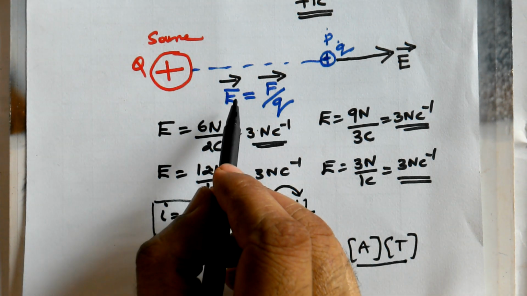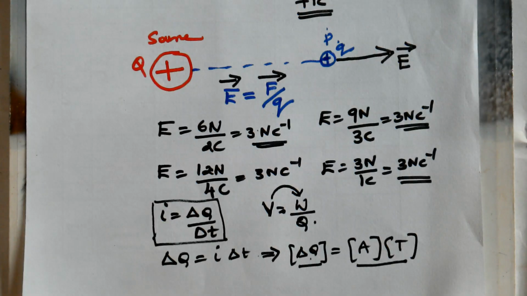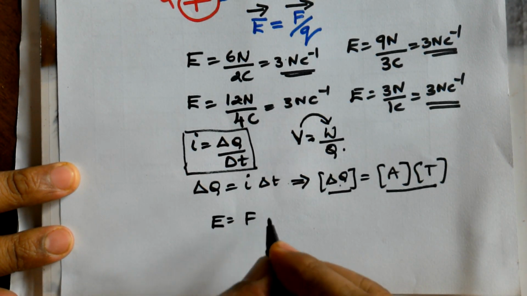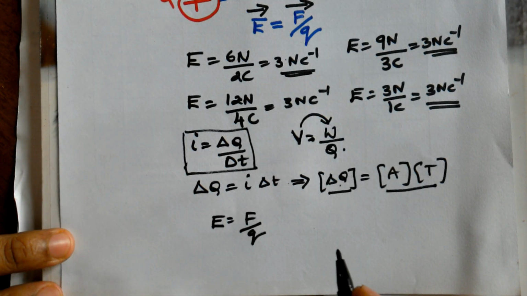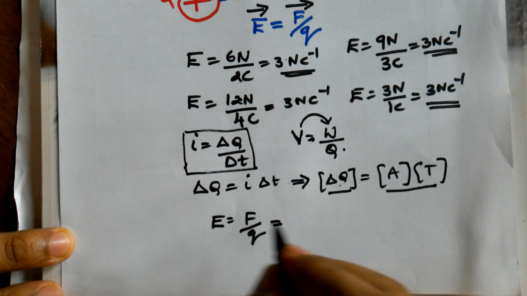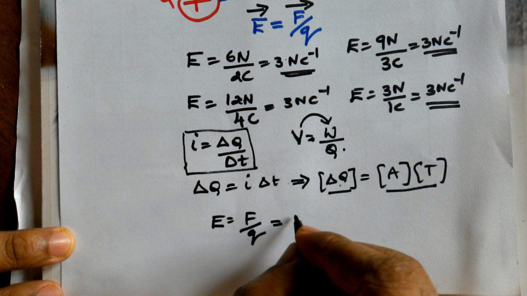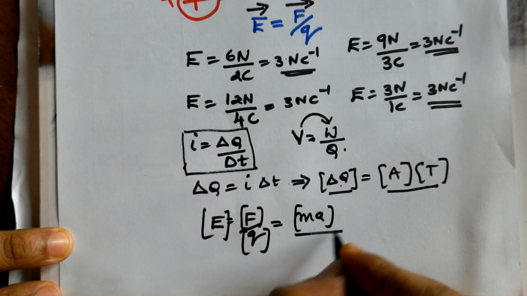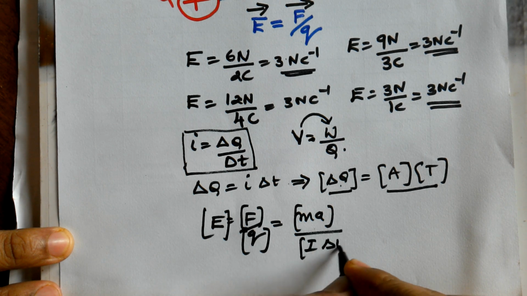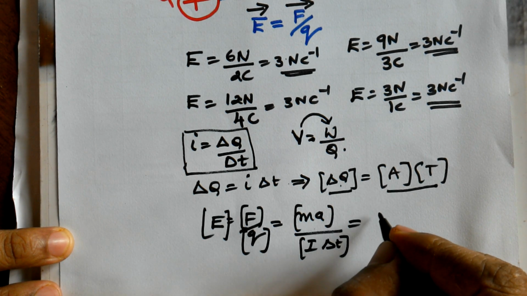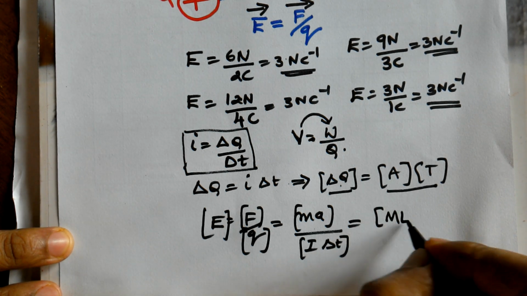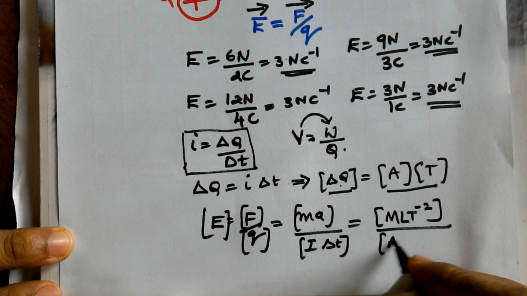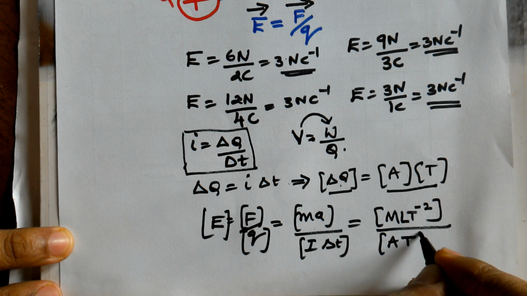Now, if you are asked to write the dimension for electric field, what will you do? Write the formula for electric field. It will be E equals F by Q, only dimension wise, no vector form, only magnitude. I can write F as mass into acceleration, MA. So if you want the dimension of electric field, it is dimension of force over dimension of charge: MA over current into time. Now what is M? Mass. So M, acceleration is L T to the power minus 2, and current is ampere into time. So this is the dimension.